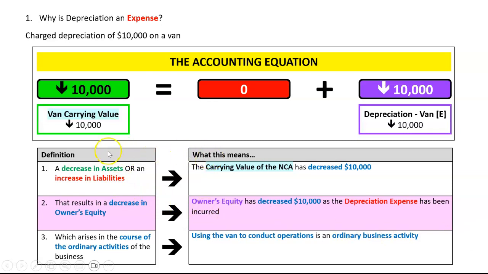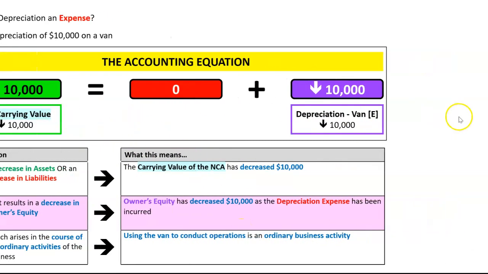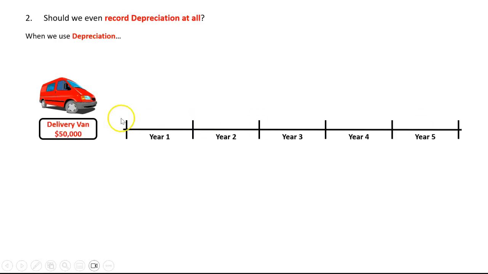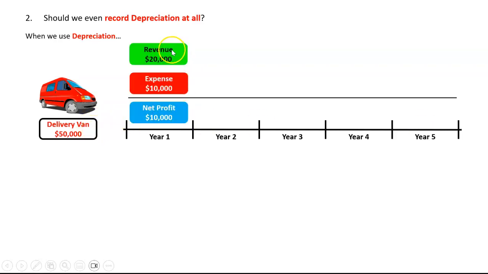We're going to look at that and just apply our definition here and apply it to the numbers up here. Secondly, should we even record depreciation at all? So when we use depreciation, we said what we're doing is, let's say we got a van, we're going to use it to make revenue each year, and we're going to match an expense to it so we can calculate an accurate net profit.